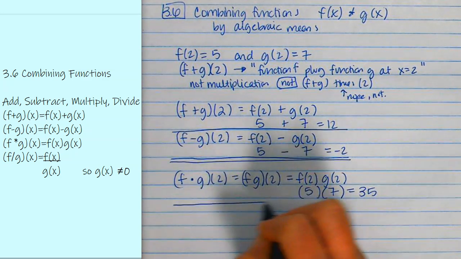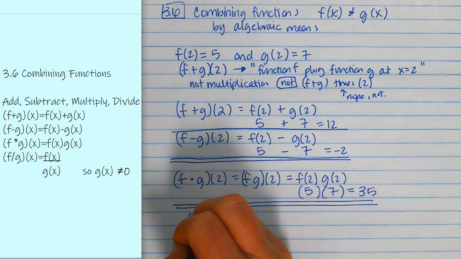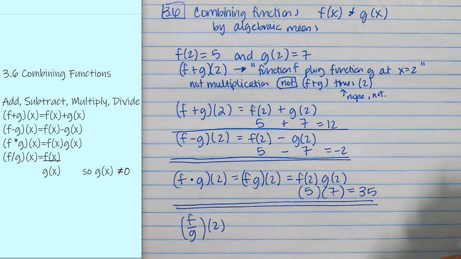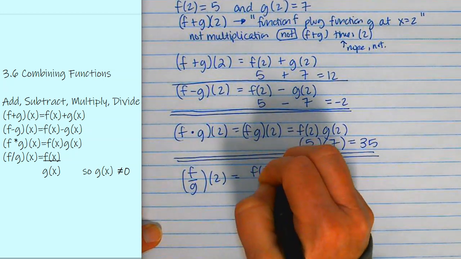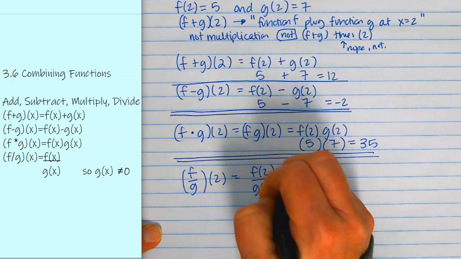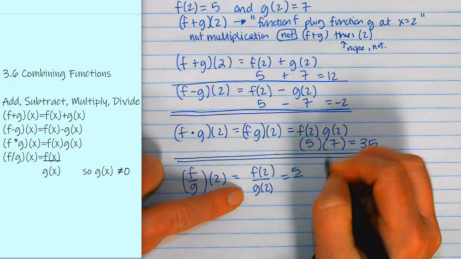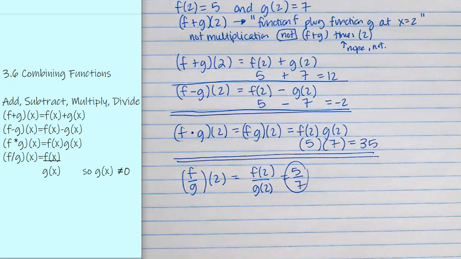The last one is division. f over g of 2. That means f of 2 divided by g of 2. We're going to substitute things in. f of 2 we know is 5. g of 2 we know is 7, and that's it. That's all we can do there.